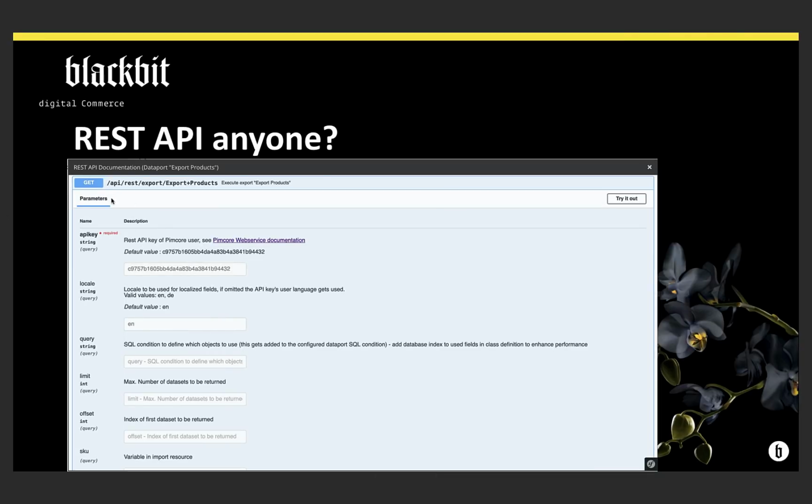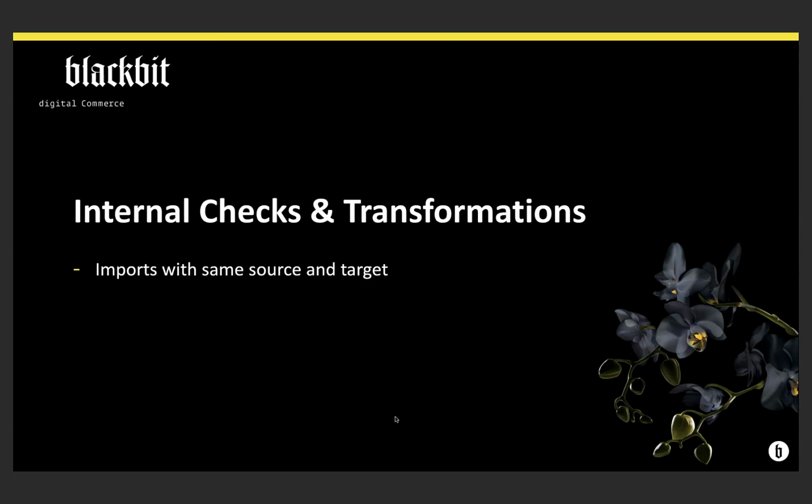So it looks the same as for imports, but this time it's HTTP GET. We have a URL and we have some parameters to configure what we want to actually export. Then you can use the data director for internal checks and transformations. Technically speaking, this is imports with the same source and target. So we extract the data from a Pimcore data object and import again into this same object.